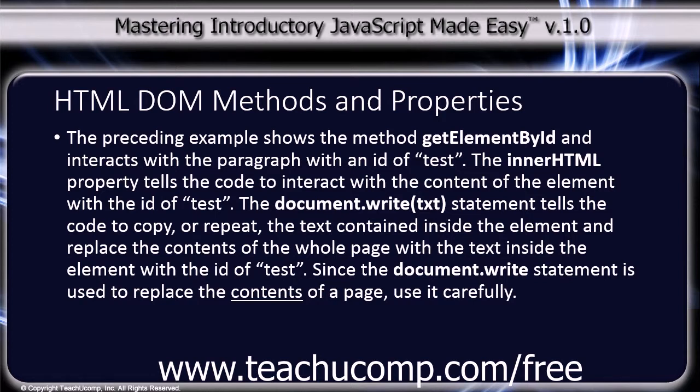The preceding example shows the method getElementById and interacts with the paragraph with an ID of test. The innerHTML property tells the code to interact with the content of the element with the ID of test. The document.write statement tells the code to copy or repeat the text contained inside the element and replace the contents of the whole page with the text inside the element with the ID of test. Since the document.write statement is used to replace the contents of a page, use it carefully.